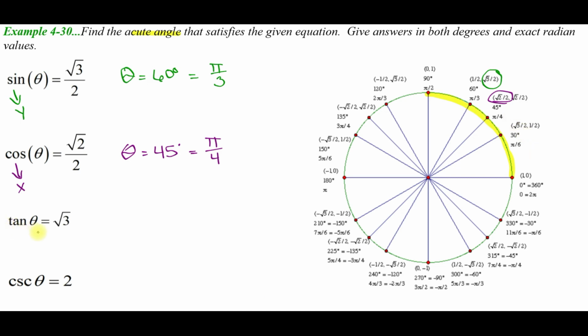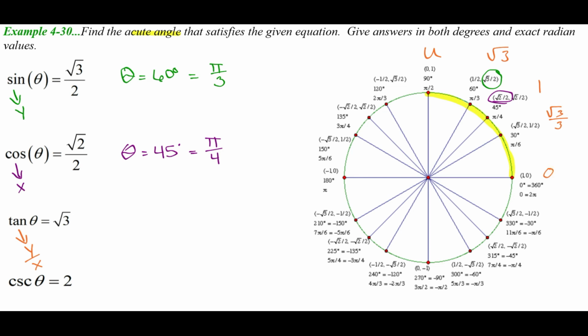The next one is asking me where is my tangent radical 3? Remember, tangent is y over x, so I'm just going to jot those tangent values down. This would be 1 over 0, which would be undefined. This would be radical 3 over 2 divided by 1/2, which is going to give me radical 3. Here my x and y values are the same, so that's just 1. Here I'm going to have 1/2 divided by radical 3 over 2, which is going to give me radical 3 over 3. And then here we're going to have 0 over 1, which is going to give us 0.